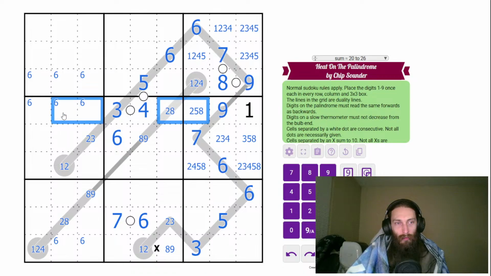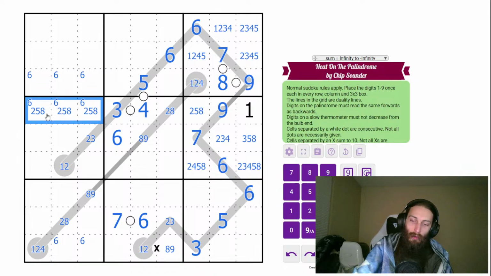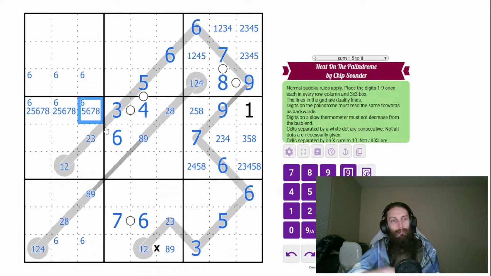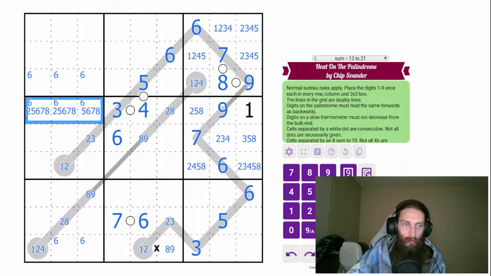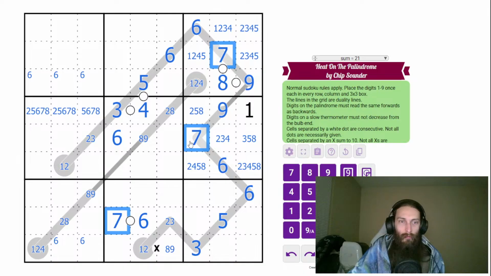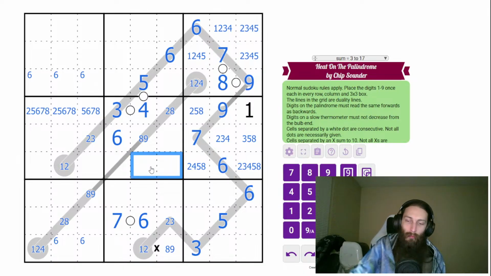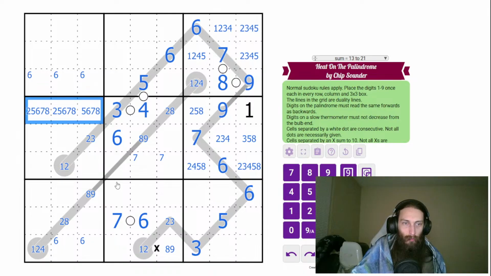2, 5, 8, 6, and 7. Can't put a 2 there. 7 has to be one of these two, which forces it up there, along with the 6.